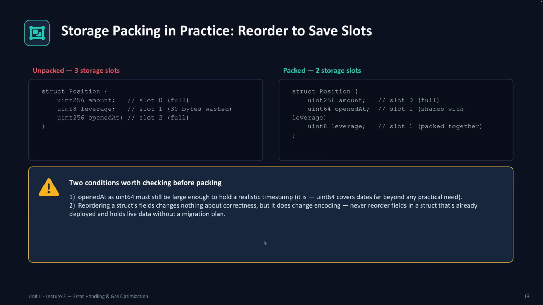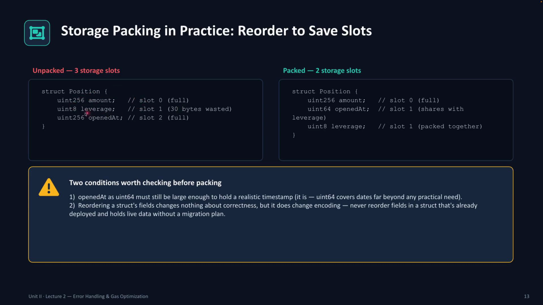Let us take a look at storage packing in practice. Here, inside the struct position, we have first defined amount whose type is uint256. Converting uint256, we come to know that it takes the entire 32 bytes. That is, slot 0 is full. Then we have uint8, which takes only 1 byte.